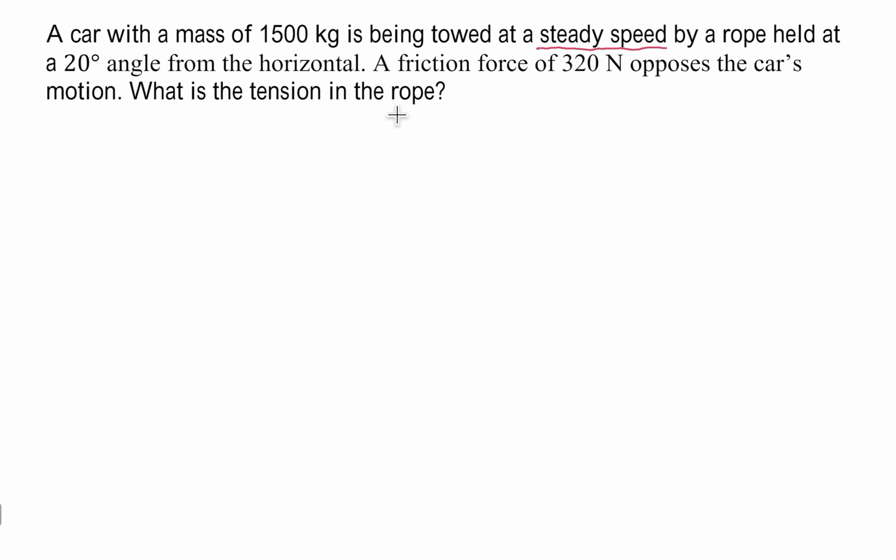Now we have a friction force of 320 newtons this time opposing the car's motion. That has to happen, because if it doesn't, we're being towed with a tension force in one direction. If there's no friction force opposing that, then we're going to be accelerating, and that means we're not going to have a steady speed. So we have to have this balancing force. Now, opposing the car's motion, that's great. We have a visual now of what the free body diagram is going to look like. What is the tension in the rope is the question.